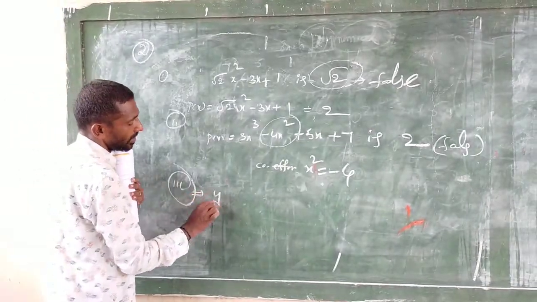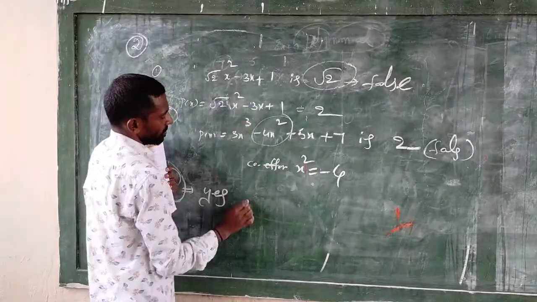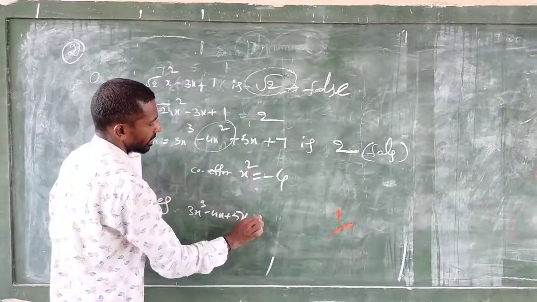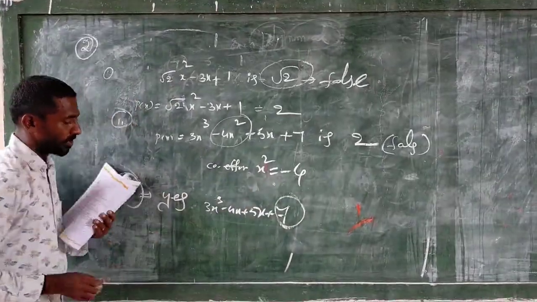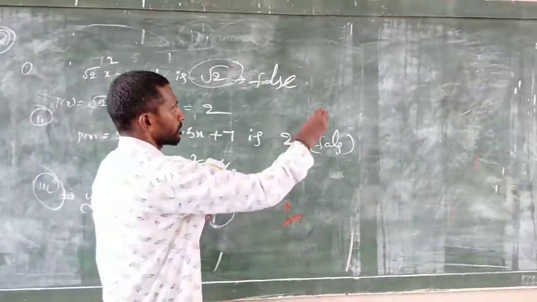Yes, the degree of a constant term, for example 3x cube minus 4x plus 5x plus 7. The constant term always has degree 0.